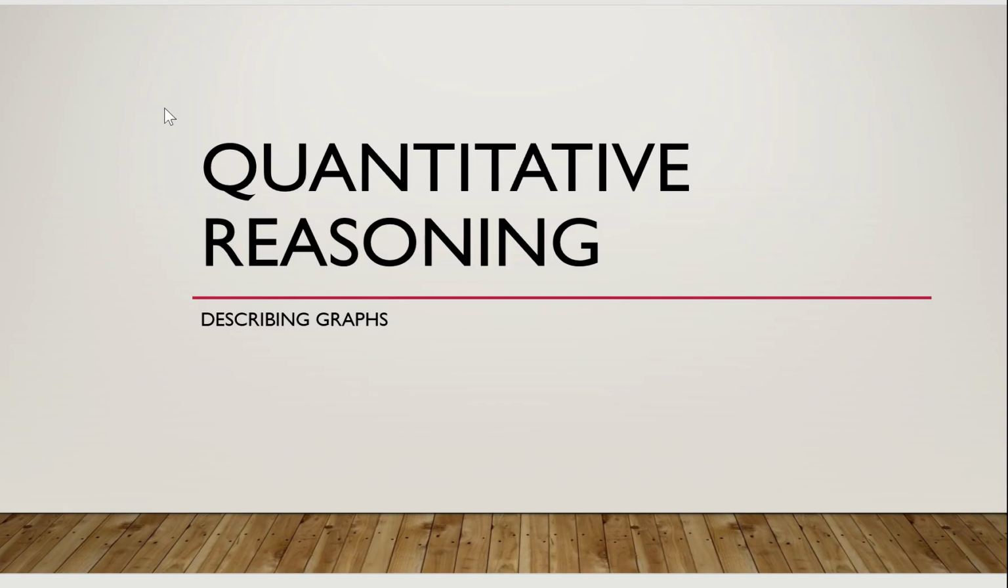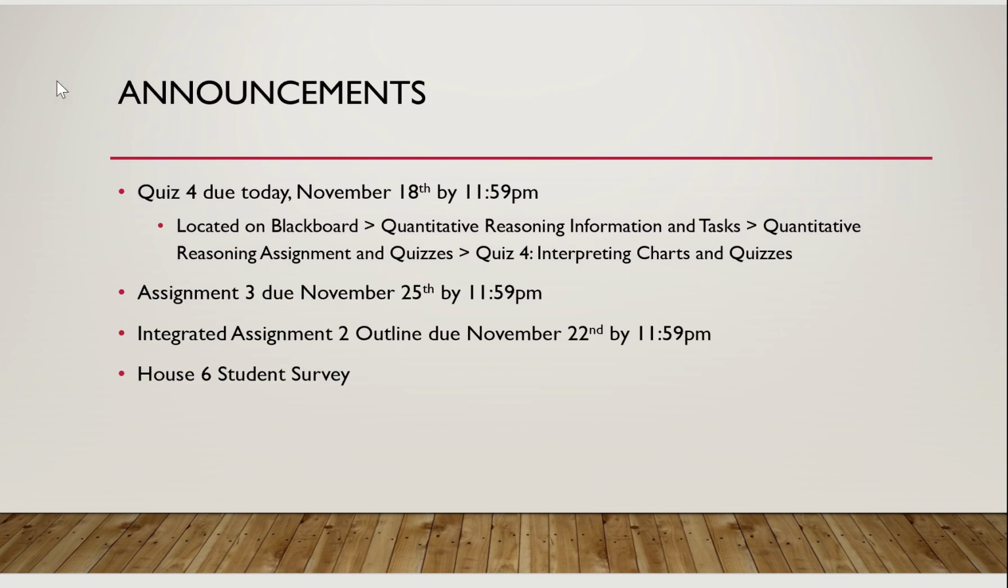Like I had mentioned, this week we're going to be talking about describing graphs. But before that, let's talk about some announcements. Like I had mentioned, today quiz 4 is due by 11:59. Make sure you do that. As I showed you, it's located on Blackboard. You go to the quantitative reasoning, information, and task page, which is on the left hand side, if you remember. Then you go to the assignments and quizzes folder, and then quiz 4.